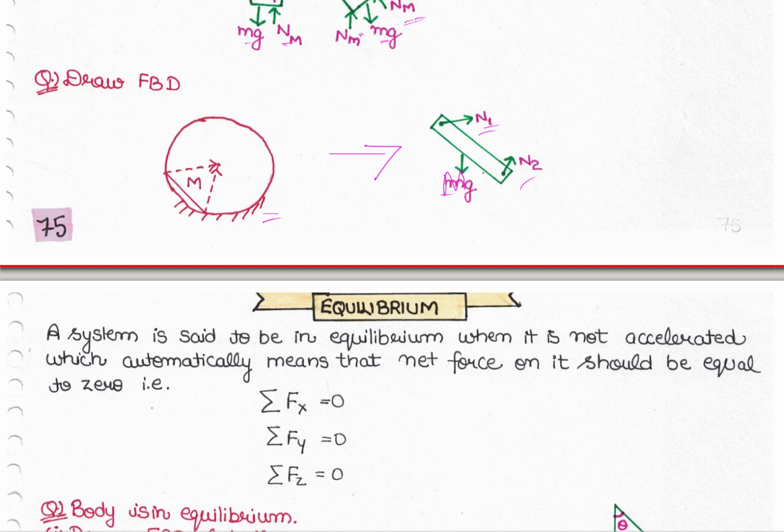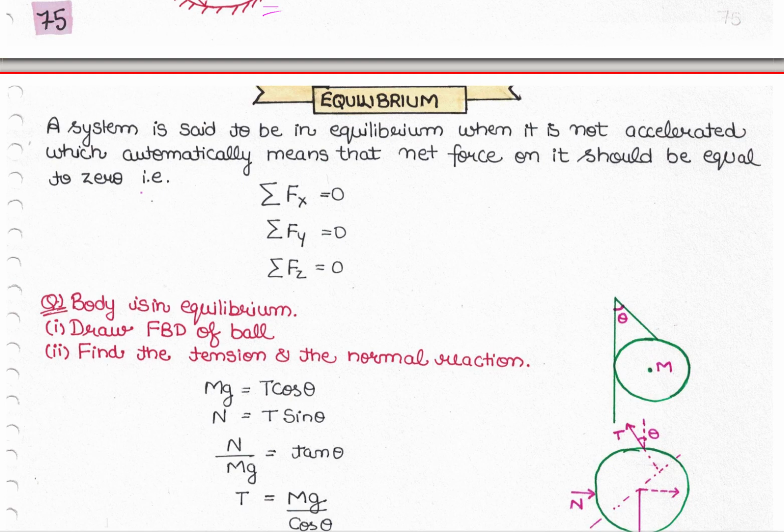Okay. Now what is equilibrium? A system is said to be in equilibrium when it is not accelerating, which means that the net force on it should be equal to 0. We can write along the x direction summation of Fx is equal to 0, along the y direction summation of Fy is equal to 0, and along the z direction summation of Fz is equal to 0.